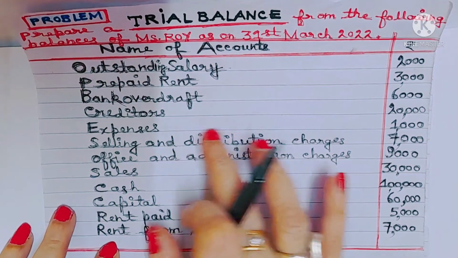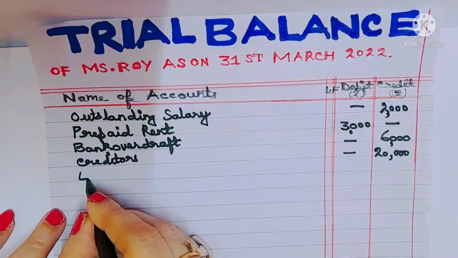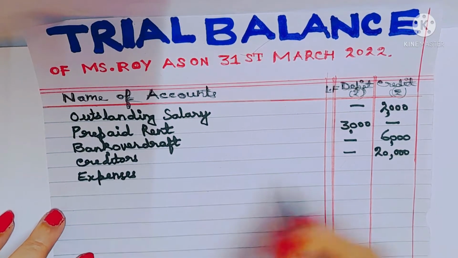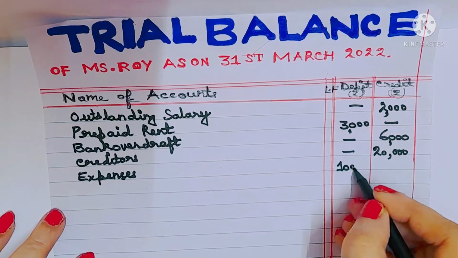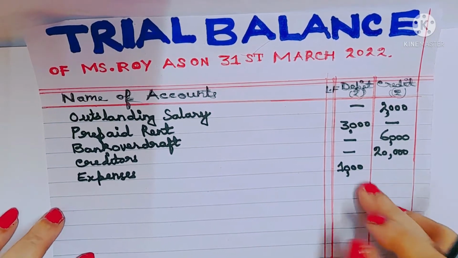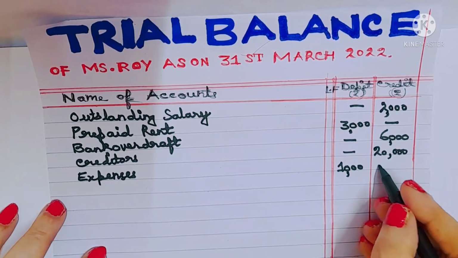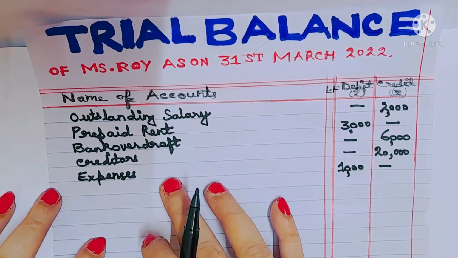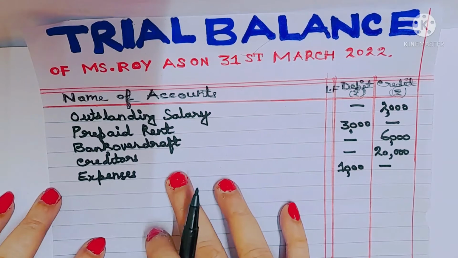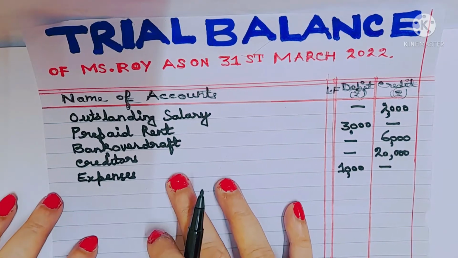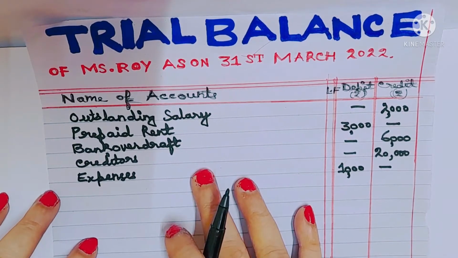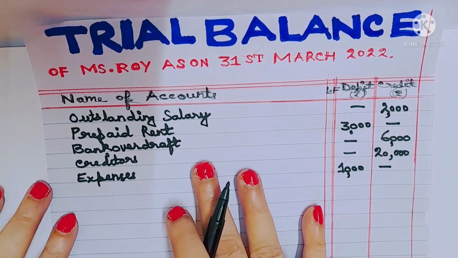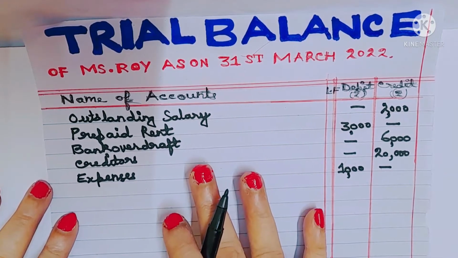Expenses 1,000. Let's write. Expenses is a debit balance. That is the reason we're writing the amount in the debit column. Why is expenses debit? Because expenses falls under nominal account. According to nominal account, all losses and expenses are debited. So the expenses of the business will be debited. Understood? Clear? So what is the next account?